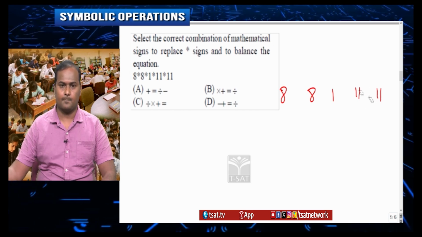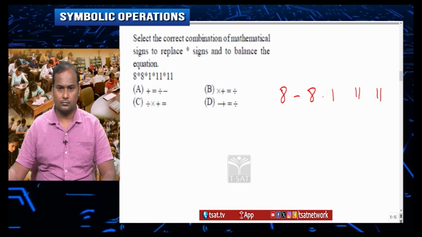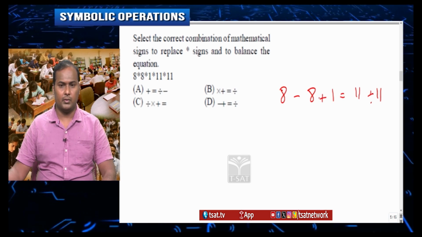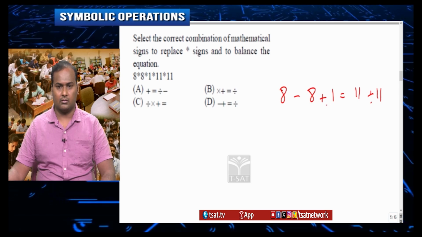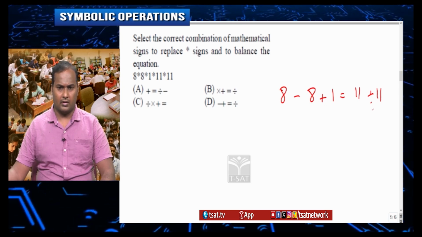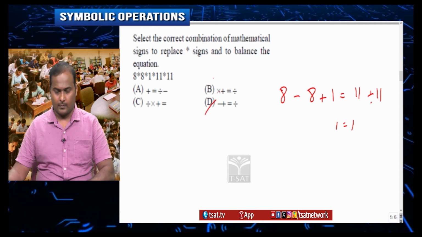Now come to option D. In option D, minus, plus, equal, division. The moment you see this 8 minus 8, then plus 1, then 11 divided by 11, you will get 1 equal to 1. So option D will be your answer.